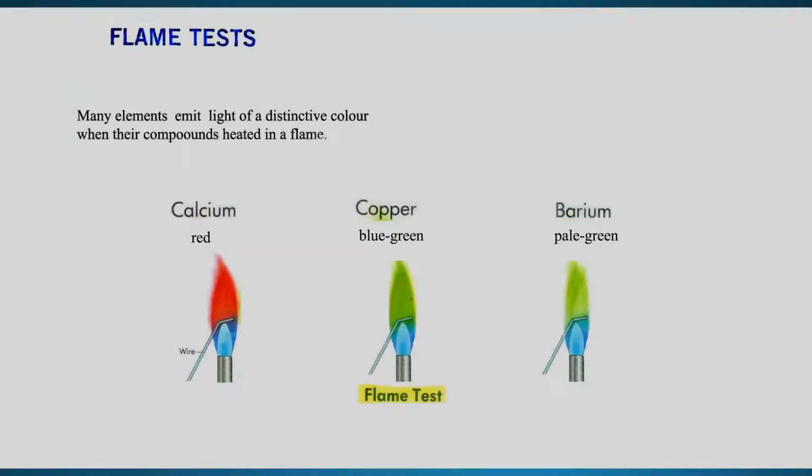Flame test. Please remember, when you dip a solution which contains calcium and put it under the Bunsen burner, it will give you a red flame. If it contains copper ion, it gives you a blue-green flame. If it contains barium, the flame test will give you a pale green flame.